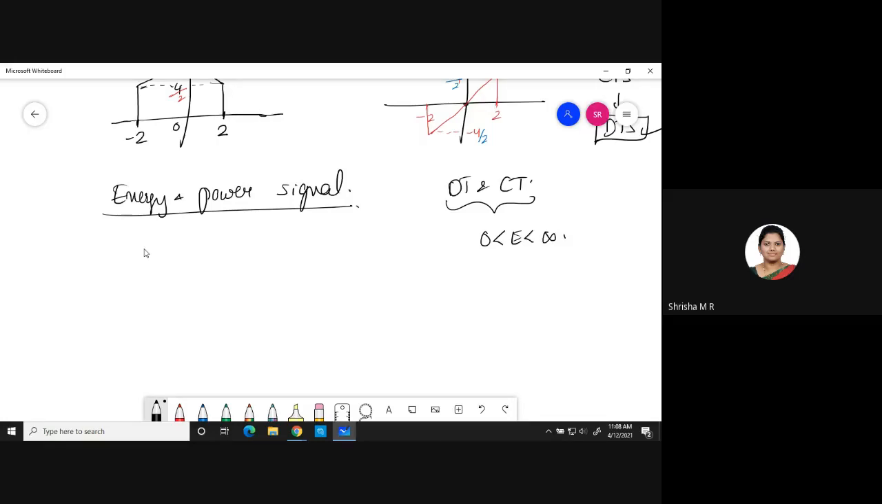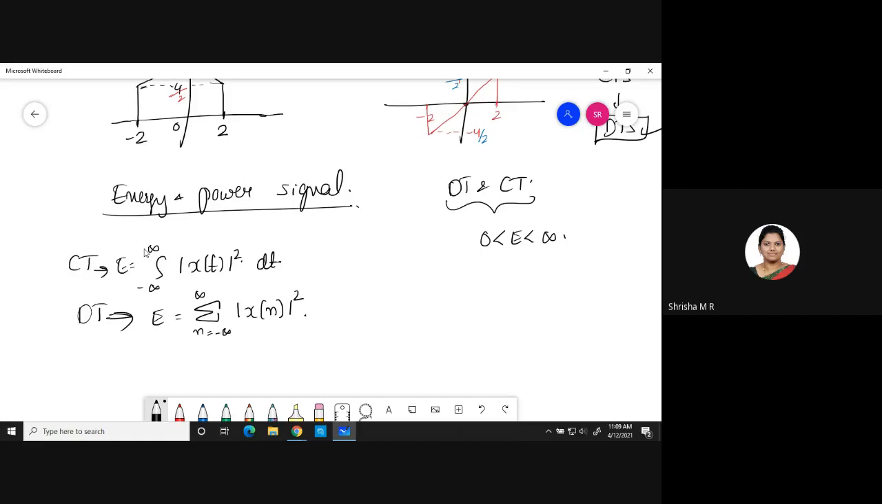Okay, so the energy equation for continuous time signals is E is equal to the integral from minus infinity to infinity of modulus of x of t squared into dt. So this is the energy equation for continuous time signals. Coming to discrete time signals, the energy equation is E is equal to summation of n is equal to minus infinity to infinity of modulus of x of n squared. This is the energy equation for discrete time signals.